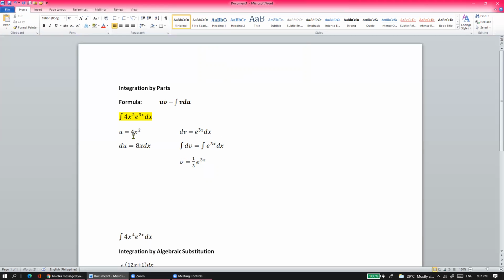Since may value na ang u, ayan siya, no? May value na ang v. And this is it. And then, may value na rin ang ating du. Nakakailanganin natin para sa formula na yan. All we have to do now is only just direct substitution.